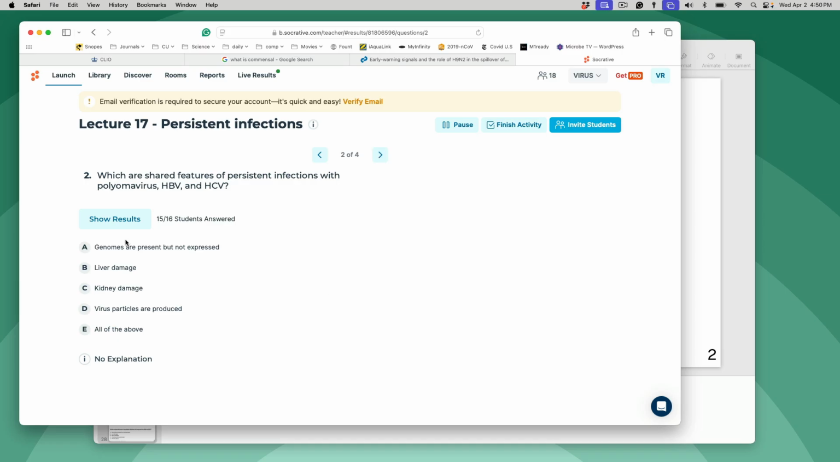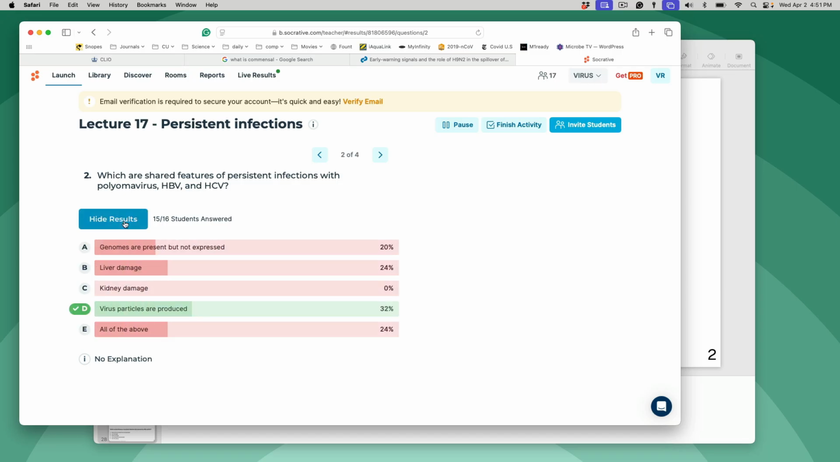Okay, how did we do? Oh my gosh, this is all over the shop. The right answer is virus particles are produced. Polyomavirus, HBV, HCV. That's what they have in common, virus particles. Genomes are present but not expressed. That can't be if they're making virus particles, right? Liver damage. No, polyomaviruses are not causing liver damage. Nobody picked kidney damage. It's good. Okay, do you understand that?